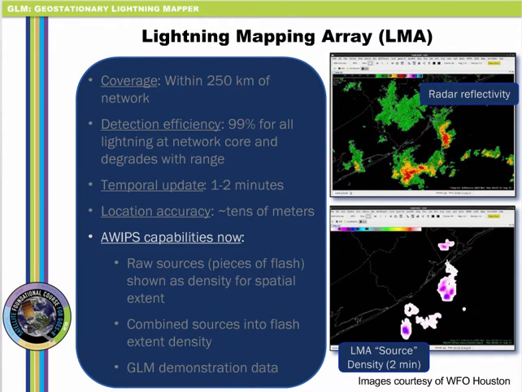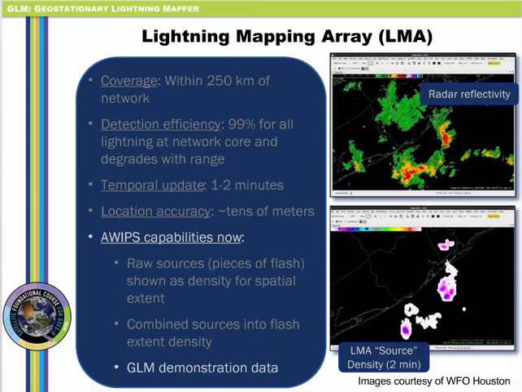Within AWIPS, the raw sources or components of a flash are shown as a density product revealing the full spatial extent. The sources can be combined into flashes, which better relate to the updraft intensity and viewed as a flash extent density. A pseudo-geostationary lightning mapper demonstration product has also been created, but will become obsolete once the geostationary lightning mapper is operational.